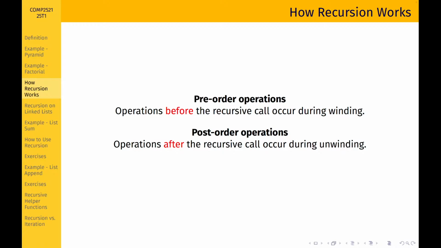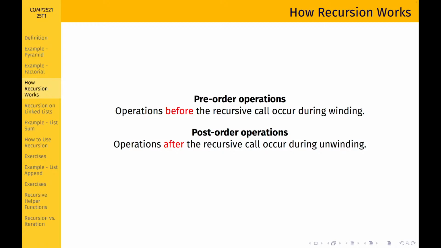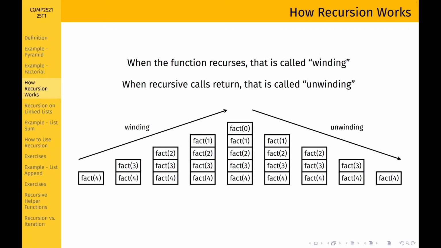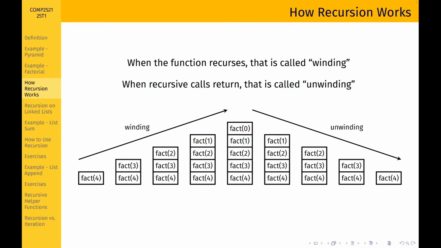Okay, and what you can experiment with is putting operations like print statements before a recursive call and after a recursive call, right? What you'll see is that any print statements that you put before the recursive call happen during winding, so on the way up while the stack is growing. And any operations that you put after the recursive call happen during unwinding, so they happen in reverse order of when the functions are called.